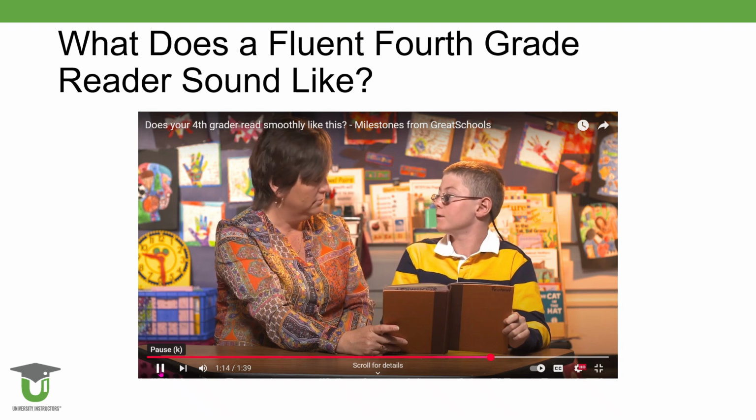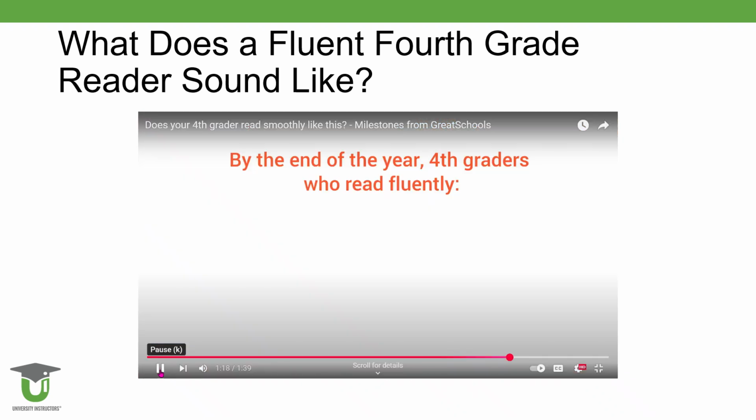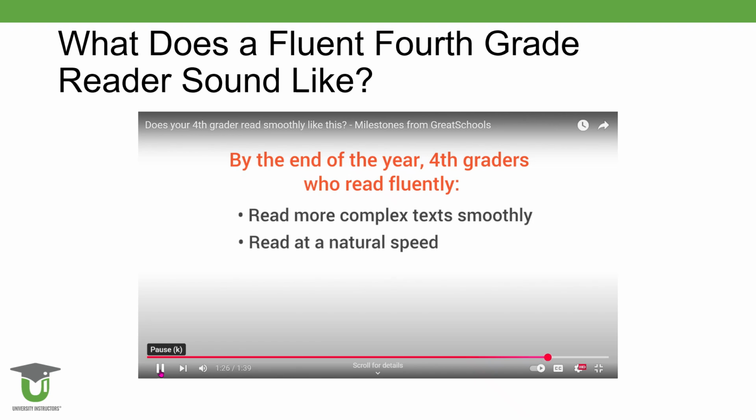So how do you know if your child's on track? Well, come summer, fourth graders who read fluently read more complex texts smoothly and with some expression. Read at a natural speed, self-correct mistakes as they go, and don't just read the words, they understand what they read.